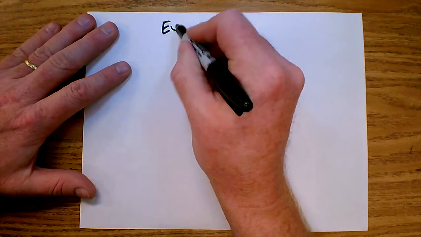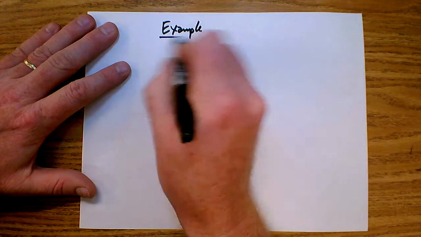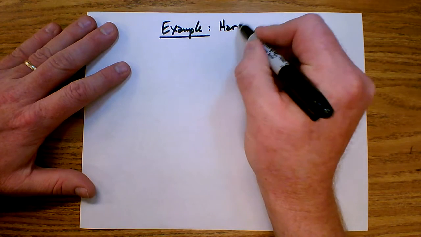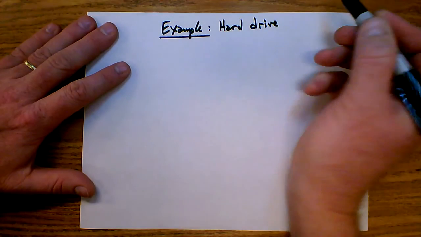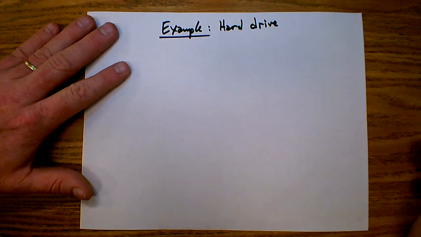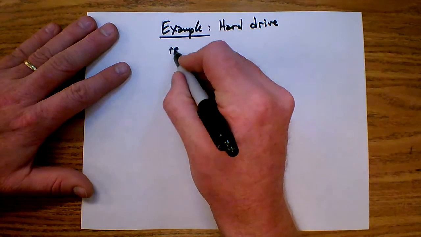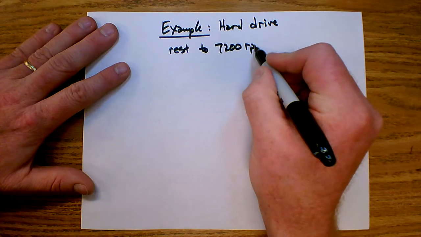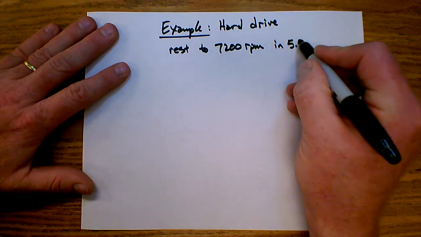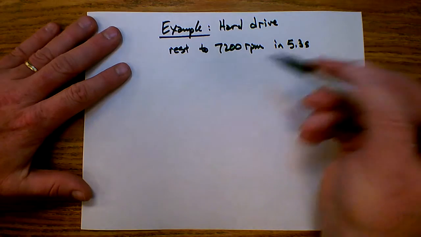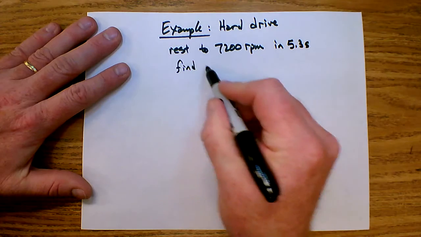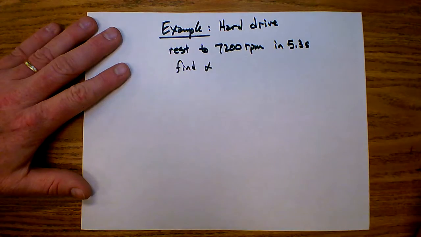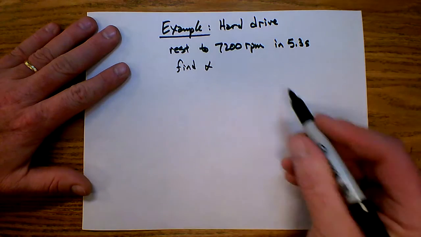if we look at an example, let's look at a hard drive. Say your hard drive spins up from rest when you turn on your computer to 7,200 RPM in 5.3 seconds, for example. And I want to find the angular acceleration. Okay, no problem. Let's see what we know.